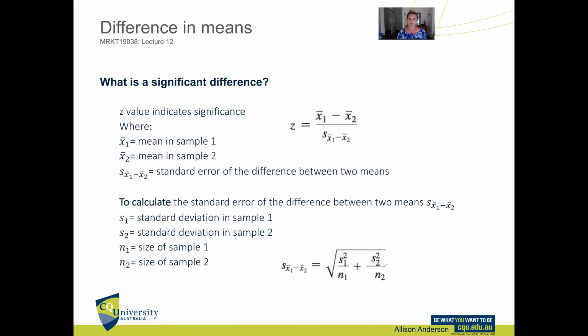Again, same deal, very, very similar formula. X1, so X is the mean, Z is the significance. It's the same figure too, 1.96. X1 is the mean in sample 1, X2 is the mean in sample 2, and the standard error of the difference between the two means is calculated differently, where you have standard deviation in sample 1, standard deviation in sample 2, the size of sample 1, the size of sample 2 in that formula, and then that plugs into the bottom of the Z formula. So that's how you calculate it.